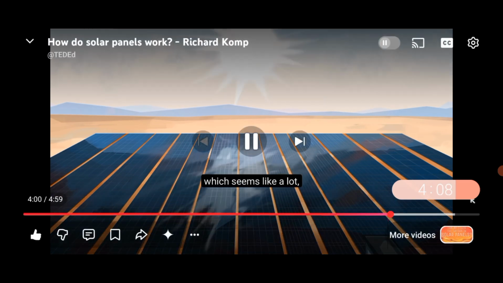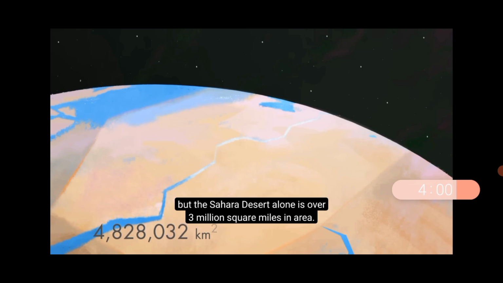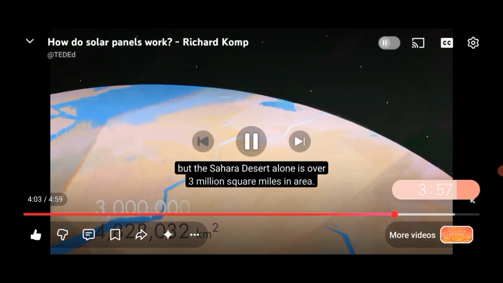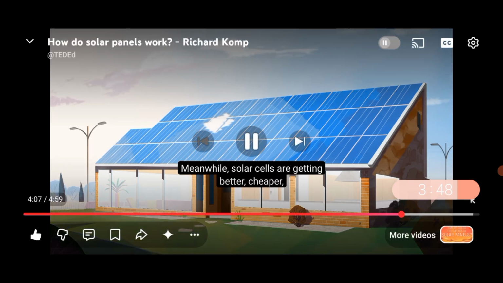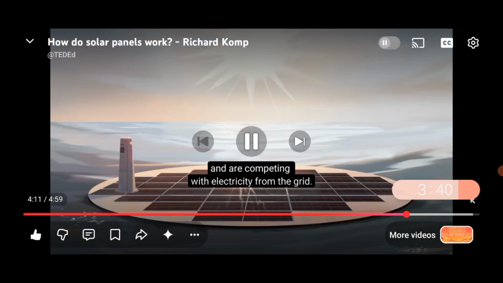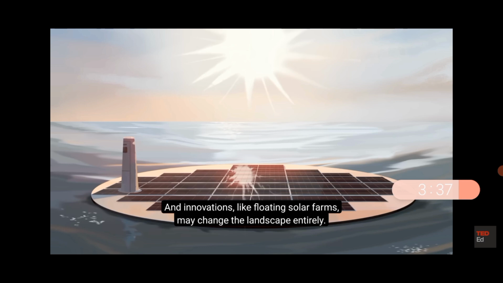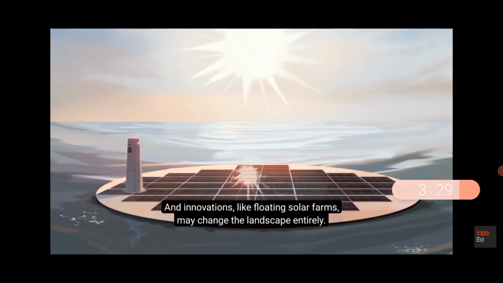but the Sahara Desert alone is over 3 million square miles in area. Meanwhile, solar cells are getting better, cheaper, and are competing with electricity from the grid. And innovations like floating solar farms may change the landscape entirely.